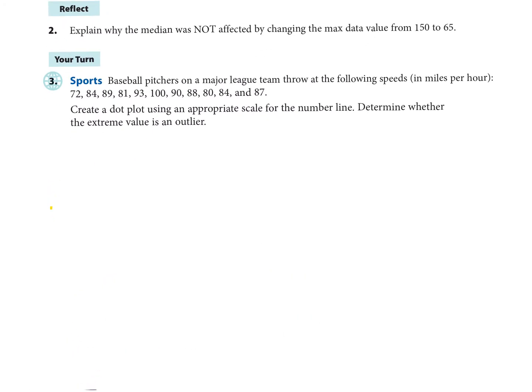So the first thing we want to do is put our list in our calculator. So what we're going to go to first is press Stat, and then hit Edit, and we're going to do L1, and we're going to type our list in. So 72, 84, 89, 81, 93, 100, 90, 88, 80, 84, 87.